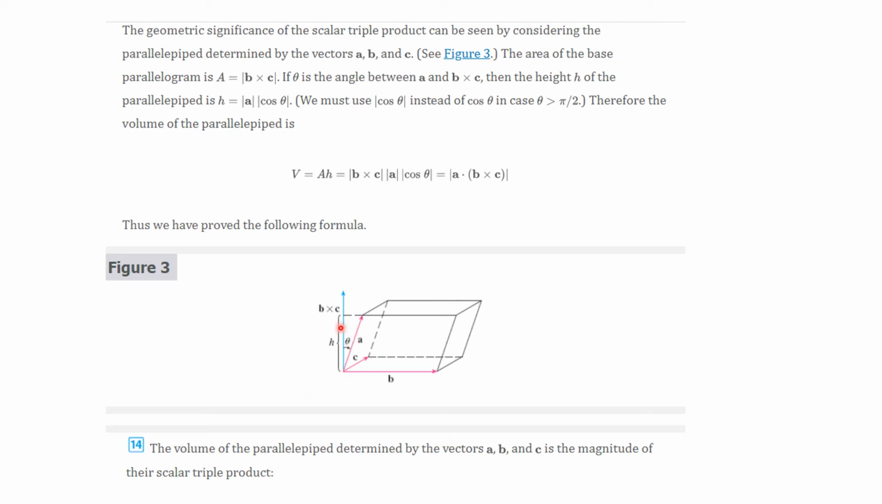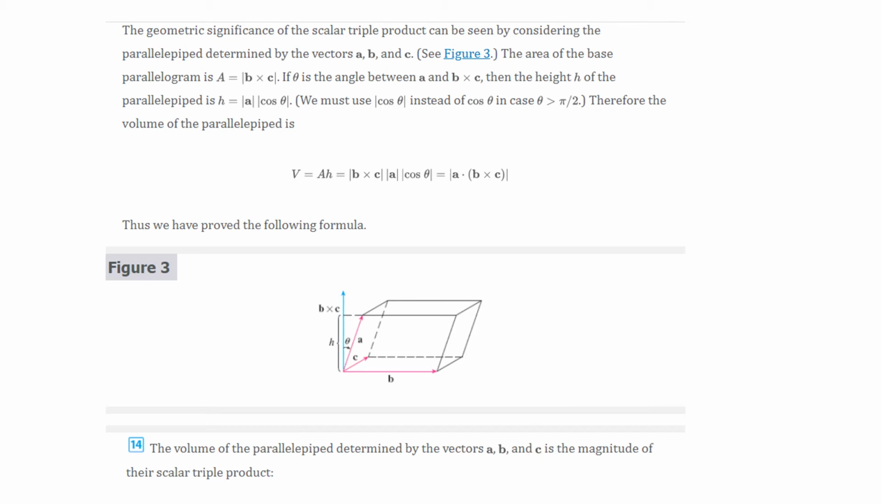And if this is the angle in between here, then the height, which is the distance from here to here, is going to be magnitude of A times the absolute value of the cosine of theta, because that has to be a positive height. So the volume of the parallelepiped then is the area of the base times the height. It is this, and if you think about that, that's just the dot product between, this is a magnitude of A, magnitude of B cross C times the cosine of the angle in between them, and you get this. And here we are taking the absolute value because volume is always positive. So we have that formula.